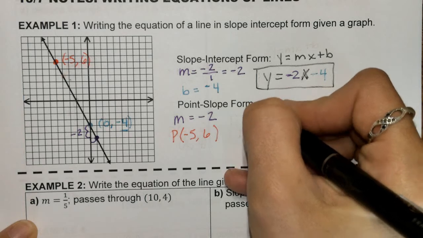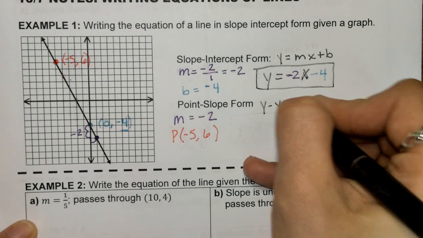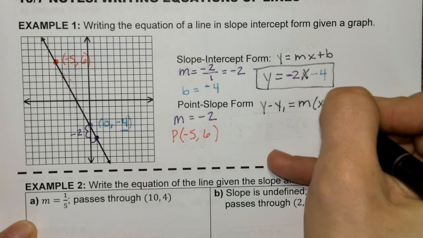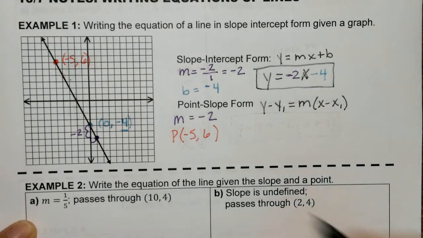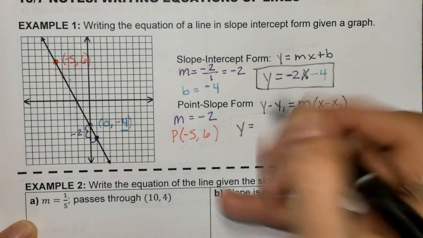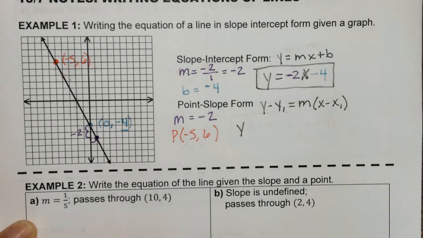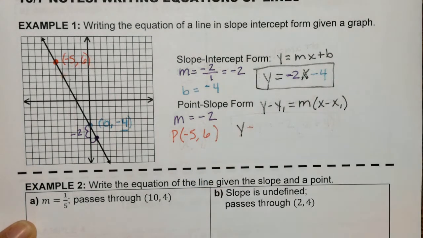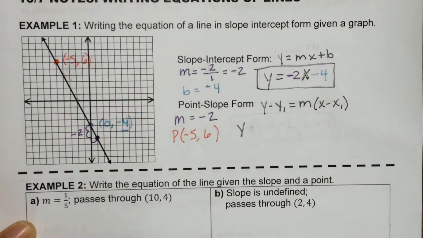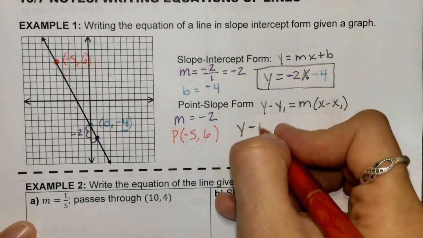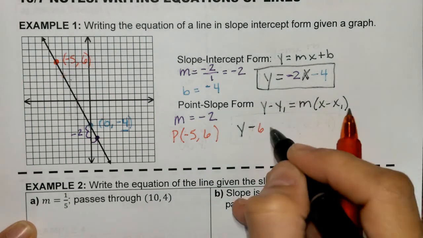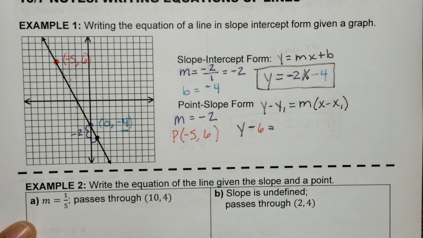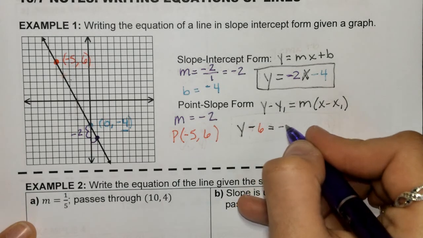So our point-slope form, remember, is y minus y1 is equal to m times parentheses x minus x1. So we substitute in: y is going to stay as y. We are going to subtract the y-coordinate. We look at our y-coordinate here, and we have a positive 6, so we're going to subtract the 6. We're going to set this equal to our slope, which was negative 2, so we'll plug in negative 2 here.